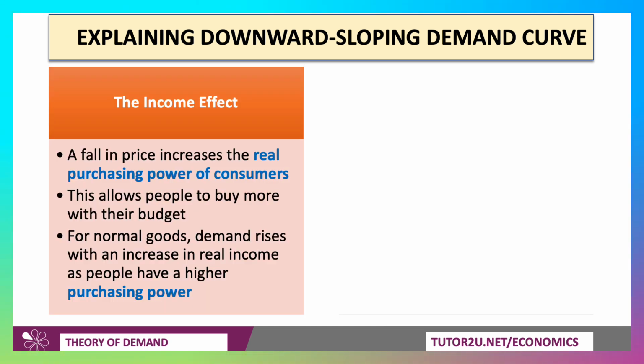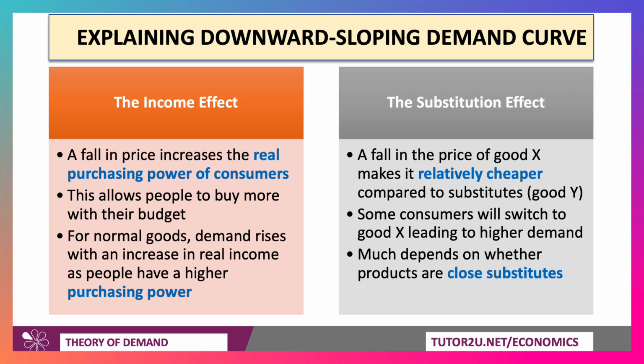So explaining it, the income effect: if prices go down, the real purchasing power of consumers goes up, allowing people to buy more with a given budget. The substitution effect: a fall in the price of good X, whatever that happens to be, makes it relatively cheaper compared to a substitute good Y. Some consumers, not all, but some will switch their spending to good X. Of course, much depends on the cost of switching and whether the products are close or weak substitutes.